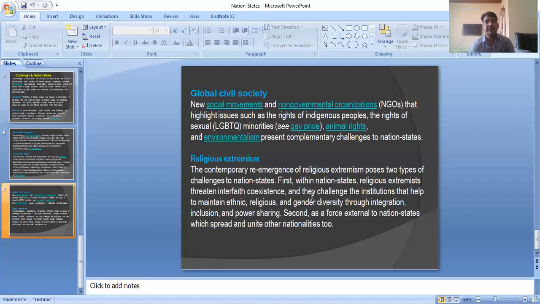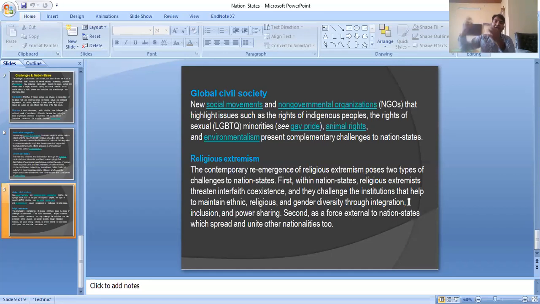So first, within the nation state, religious extremists threaten interfaith coexistence. Because the people have different faiths, if you have religious extremism, it is always disturbing the coexistence of the people. And they challenge the institutions that help to maintain ethnic, religious, and gender diversity through integration.